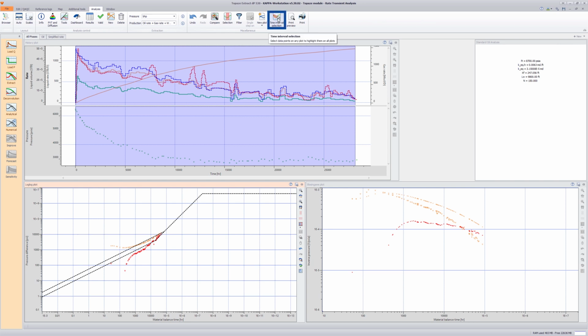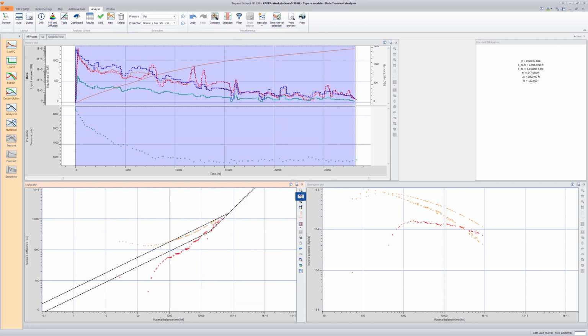Using the time interval selection, select data points on any plot in the analysis workspace to see the corresponding points on all activated plots. Select the period corresponding to linear flow on the log-log plot to see the corresponding points on other plots. Observe that this corresponds to a few months post-production. This concludes this video on diagnostics in Topaze.